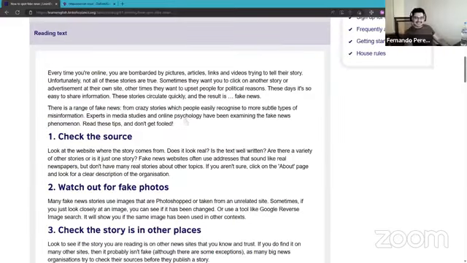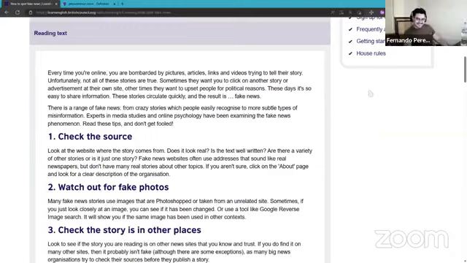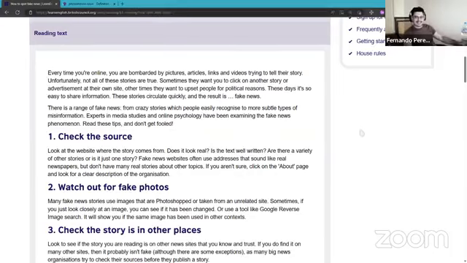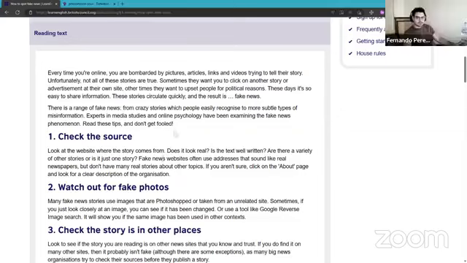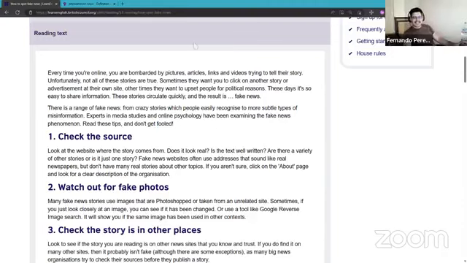So I was saying, what have experts in media studies and online psychology been doing? Experts in media studies and online psychology have been examining the fake news phenomenon. Read these tips and don't get fooled. So we are going to talk about the fake news phenomenon.